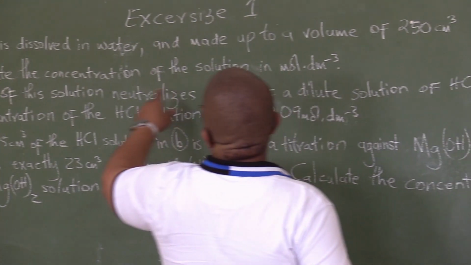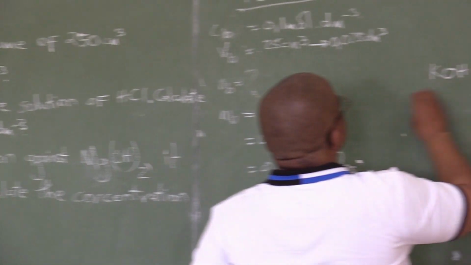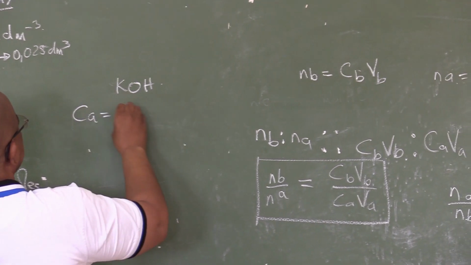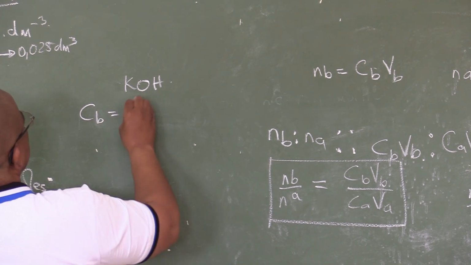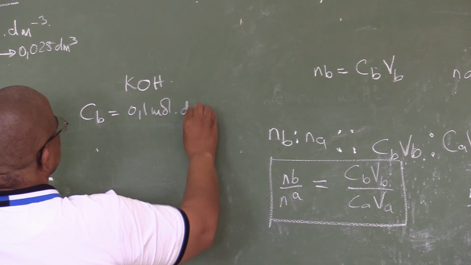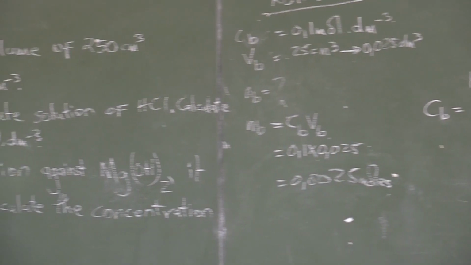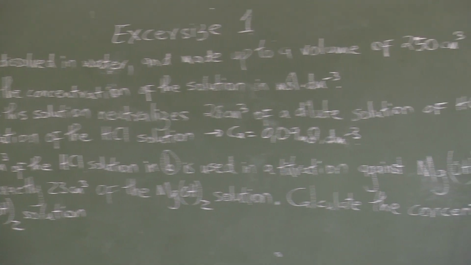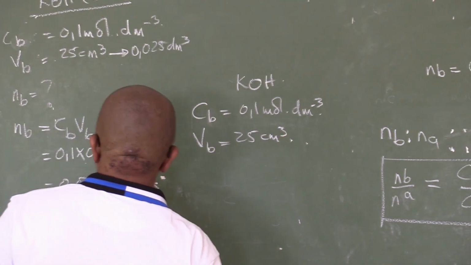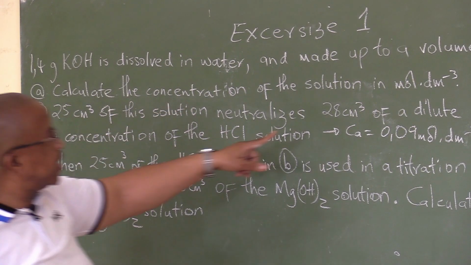solution, sikhuluma ngo-KOH. Right, sikhuluma la ngo-KOH. Concentration ye-base 0.1 mole per decimeter cubed. Concentration ye-base 0.1 mole per cubic decimeter, volume ye-base 25 cubic centimeter. It neutralizes 28.